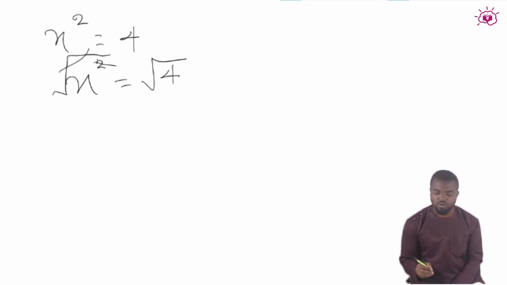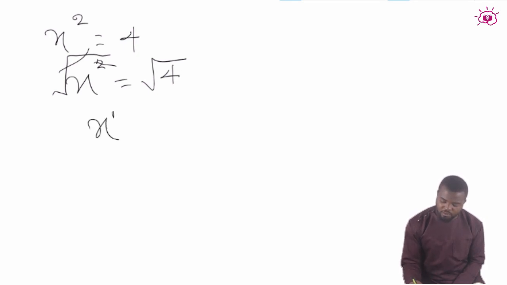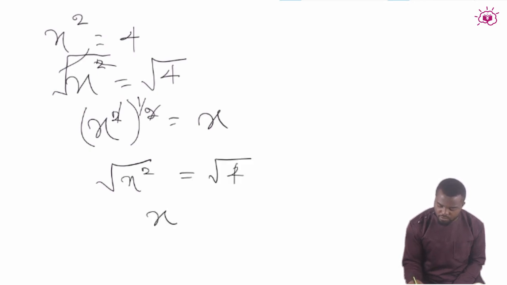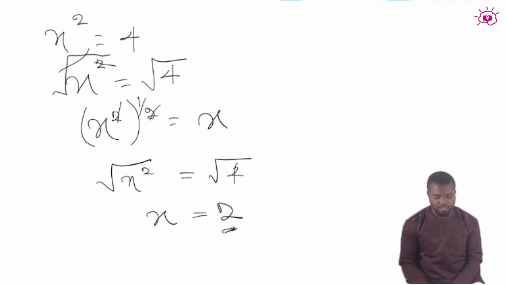This is because the square root sign means a power of 1 over 2. So when we have the square root of x squared, this can also mean x squared all raised to the power 1 over 2. 2 times 1 over 2 gives us 1. So that is x raised to the power 1, which is the same thing as x. So the square root of x squared equals the square root of 4, giving us x equals 2, since the square root of 4 is 2.